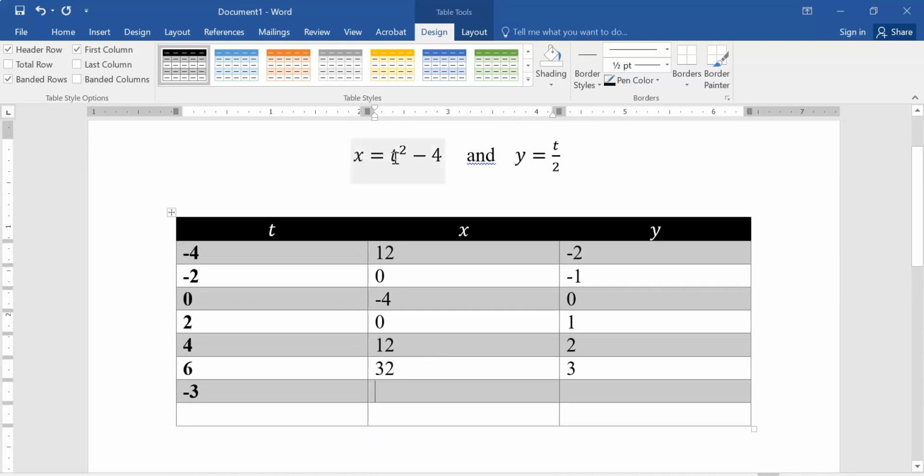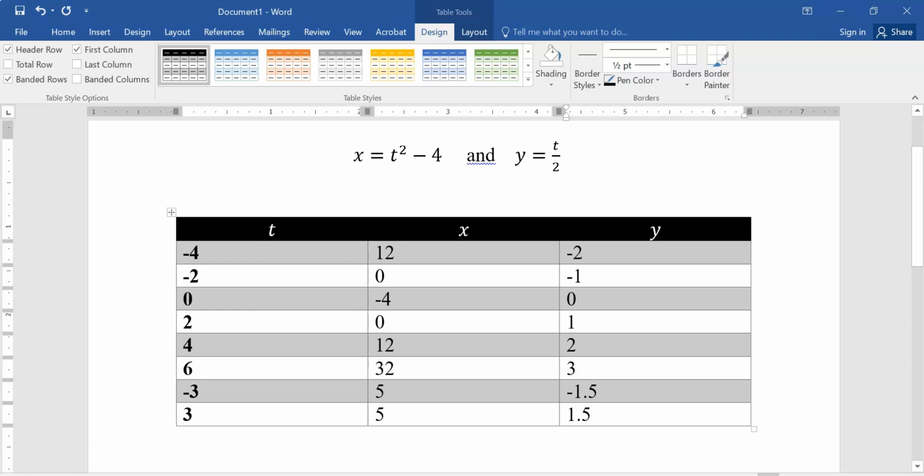-3, -3 squared is 9, minus 4 is 5. And I got -1.5 when you plug in -3 for t into the y equation. And then +3 would give you another 5, but a +1.5.